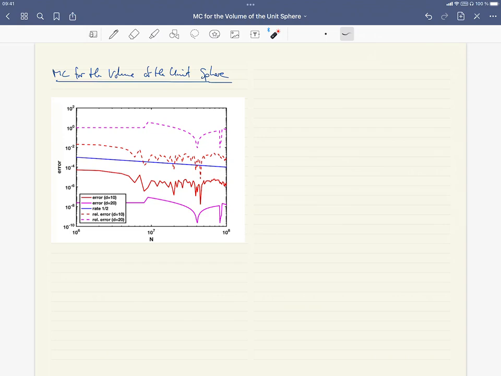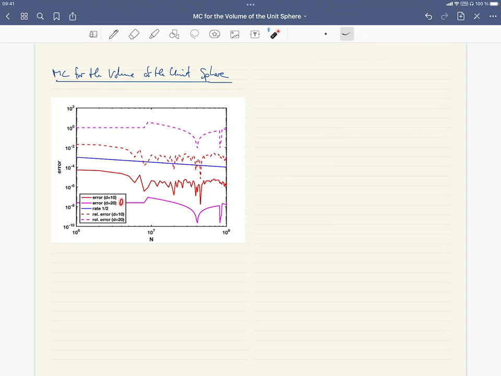And if I look at this error, it looks actually good. So it starts off at 1 million points at around 10 to the minus 4. It seems to converge more or less with convergence order 1/2. And it ends up being roughly 10 to the minus 6 at 100 million samples, which seems fine.